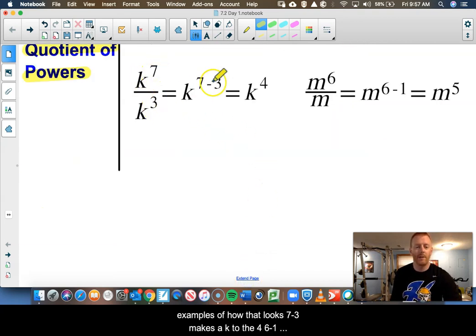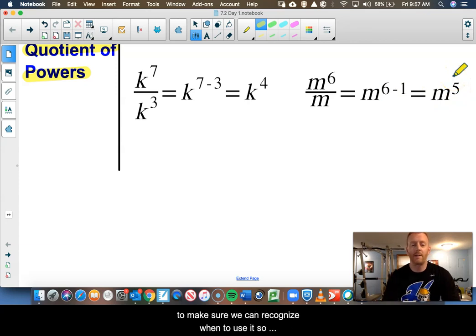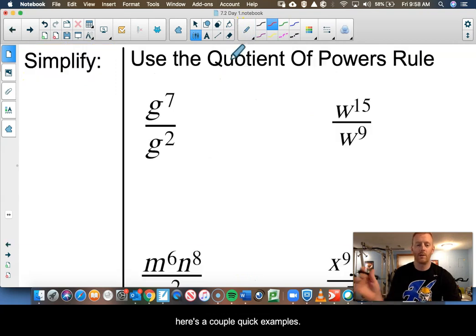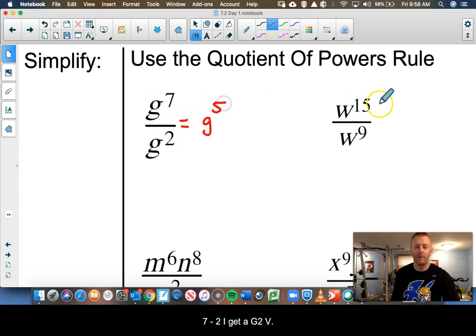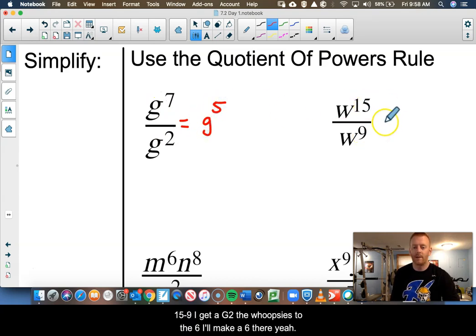7 minus 3 makes a k to the 4th. 6 minus 1 makes an m to the 5th. So it's a fairly simple idea. We just have to make sure we can recognize when to use it. So here's a couple quick examples. 7 minus 2, I get a g to the 5th. 15 minus 9, I get a g to the, whoopsies, to the 6th. I'll make a 6 there.